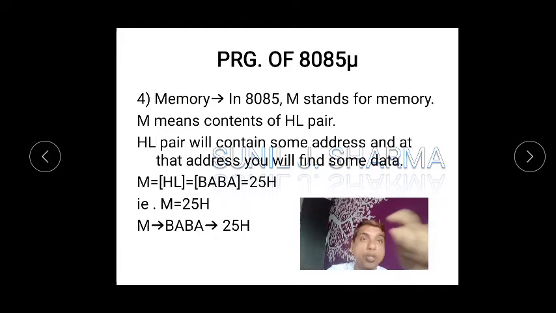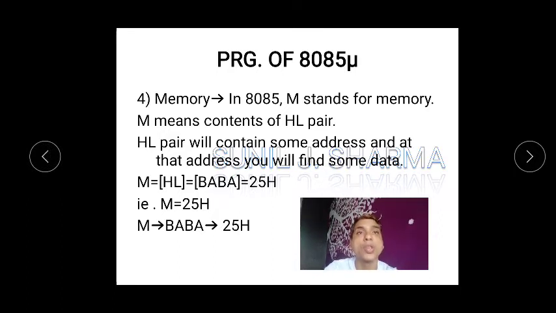Now we don't have a special register known as M. I think just now I showed you that we are having only 7 general purpose registers. So there are some adjustments when they are doing this. So what is memory? Let's see. In 8085, M stands for memory, but we don't have a register known as M. Remember that M means contents of HL pair. So whatever the contents of HL pair is there, that becomes a memory.